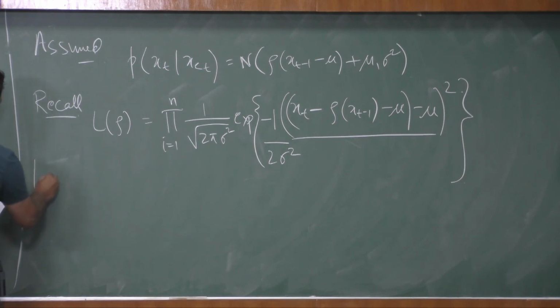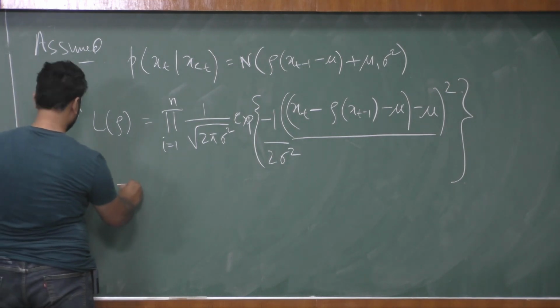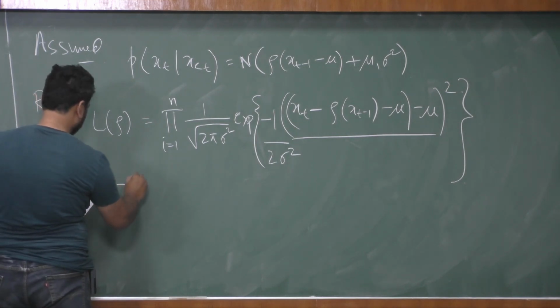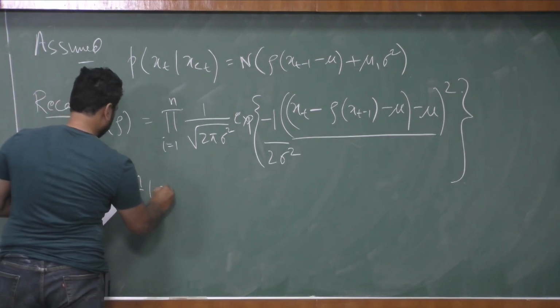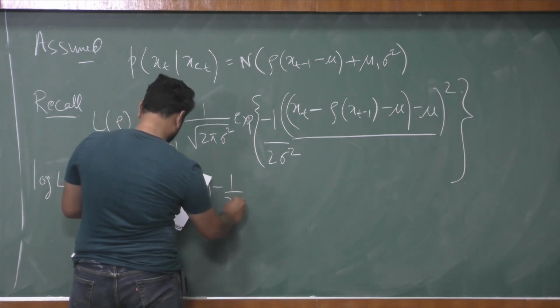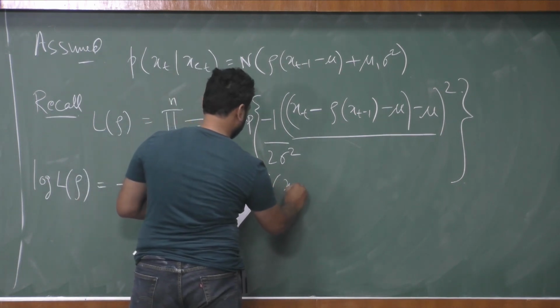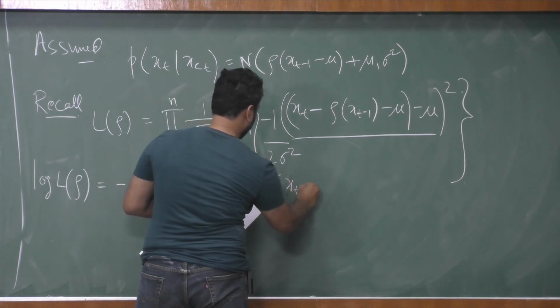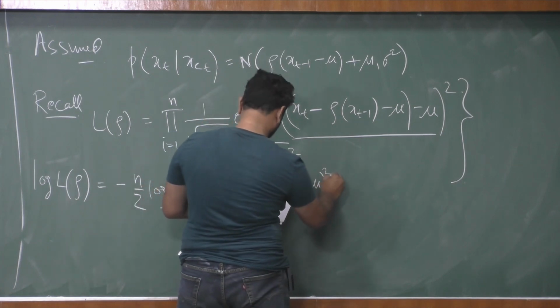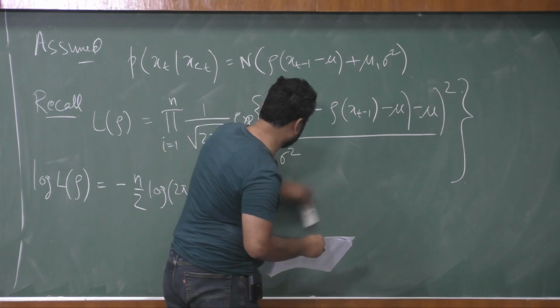So let us go ahead and try to define the log likelihood. In this case, log of L(rho) is minus n by 2 log of 2 pi sigma squared minus 1 by 2 sigma squared times the sum of (x_t minus mu) whole squared, or I will write it in a cleaner way.